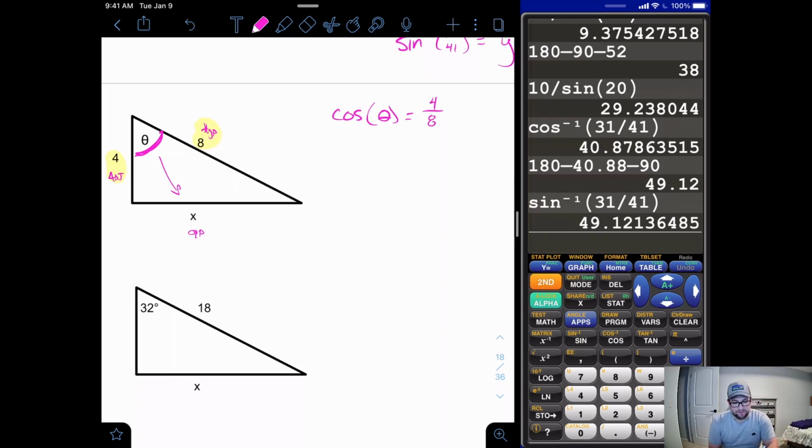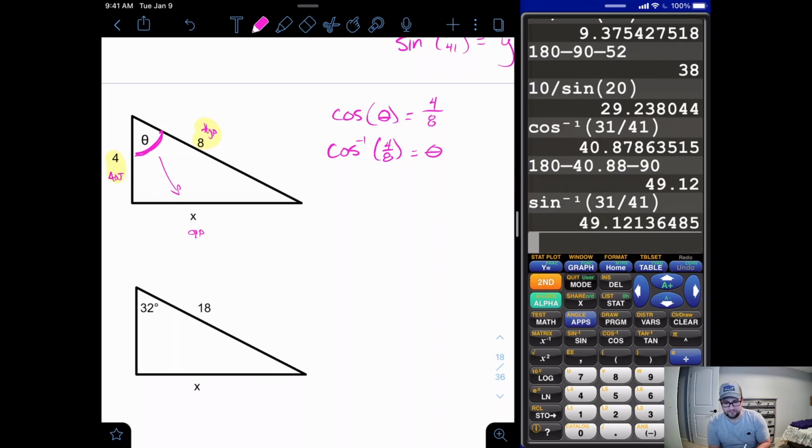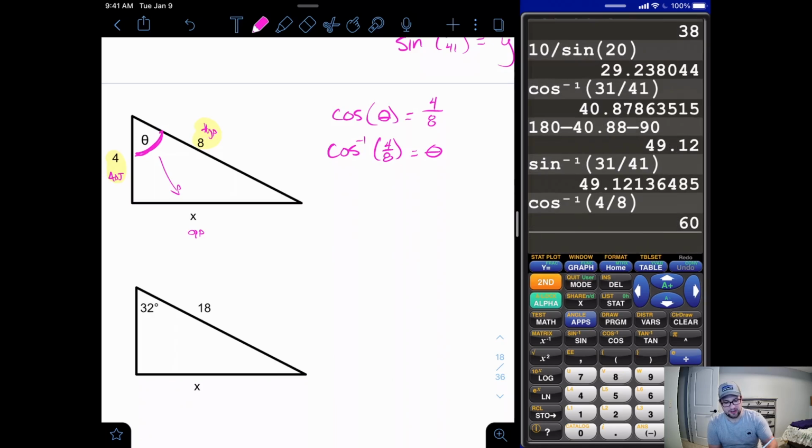Now, since I'm looking for the angle, I need to use cosine inverse, and I'm going to flip and put the fraction in the parentheses and move theta to the outside. So when I evaluate second cosine of 4 over 8, I find out that theta is equal to 60 degrees. Now, what that means about theta is that if this is 60 degrees, we actually have a lot of options we can consider here to figure out the missing side.